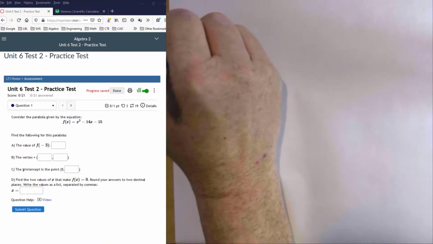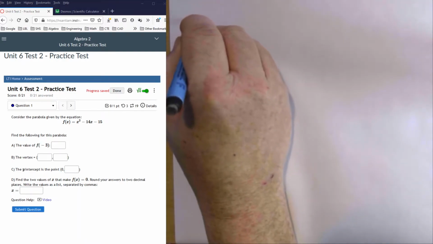Hey everyone, this is the Algebra 2 Unit 6 test number 2 practice test. So we'll work through these and see how it goes. Now, question number 1.